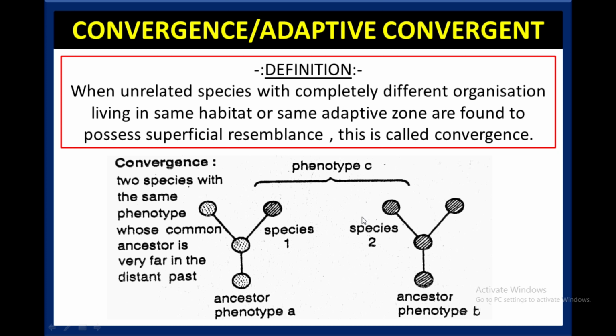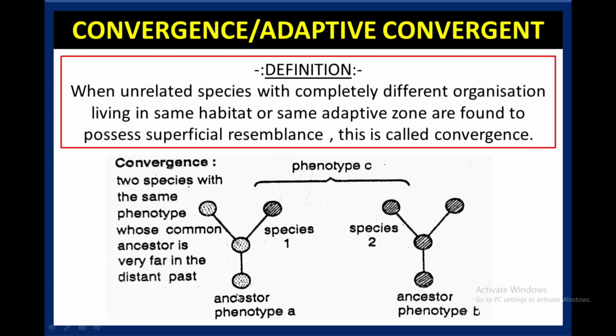Okay friends, in this schematic diagram, you can see that this is an ancestor, and this ancestor is expressing phenotype A, and this is another ancestor, and this other ancestor is expressing phenotype B. Species 1 evolved from this ancestor, and species 2 evolved from that ancestor. So species 1 and species 2 evolved from different ancestors. In that sense, different organization means different ancestor.